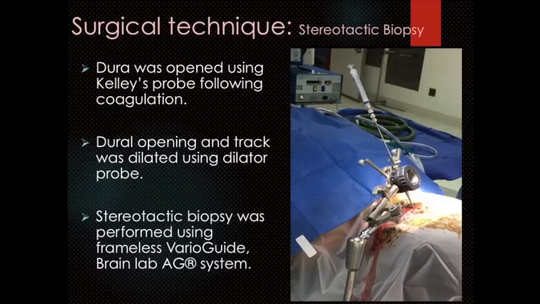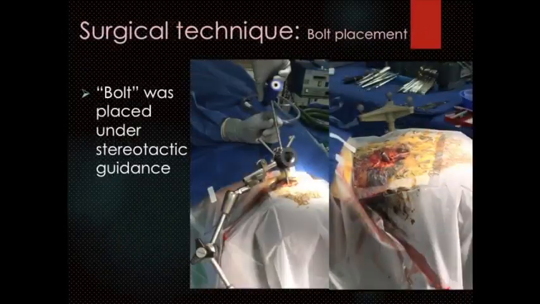Once the burr hole is completed, the dura is opened using a Kelly's probe following coagulation. A dilator probe is then used to widen the dural opening and the initial tract. Following that, stereotactic biopsy is performed and the samples are sent off for frozen and permanent pathology. It is important to make sure that the biopsy tract is filled with saline at all times to avoid formation of air pockets in brain parenchyma, as it will interfere with future laser ablation. Once biopsy is performed, the brain needle is withdrawn. Following that, a skull bolt is secured into the burr hole along the same trajectory.